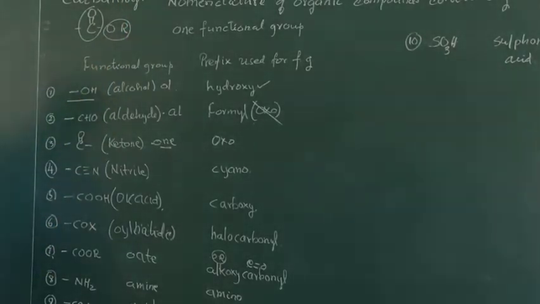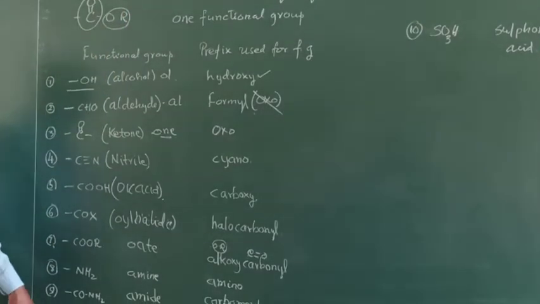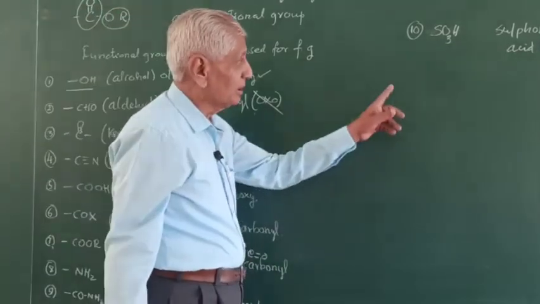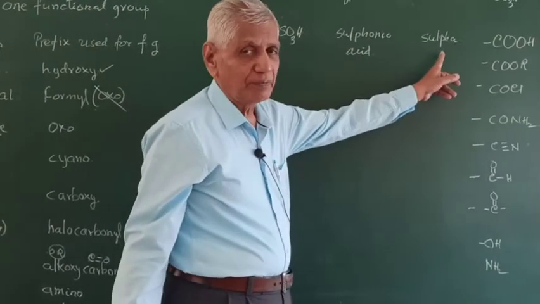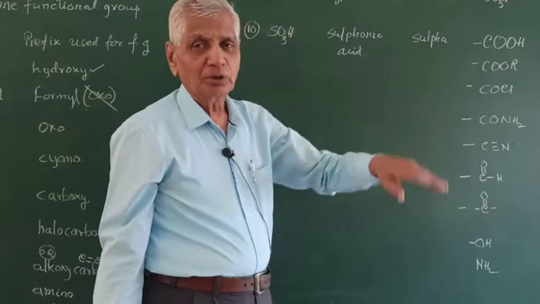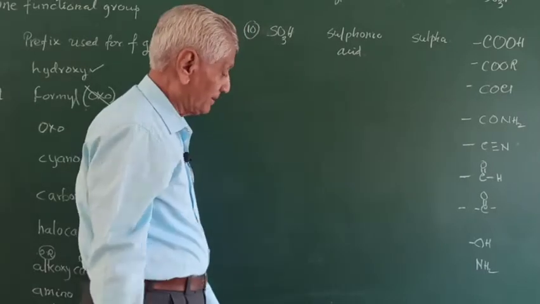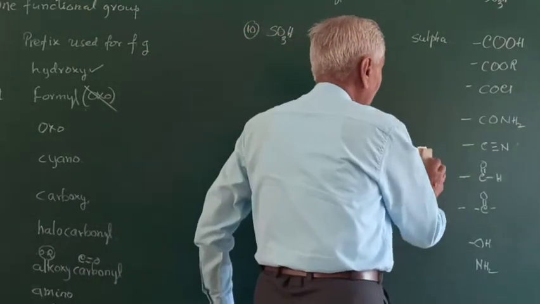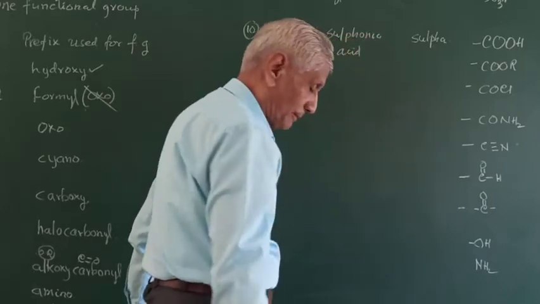Carbonyl, for CONH2. And the SO3H group will represent, it is called sulfo. Okay? So let us now try to write the name of the different compounds.